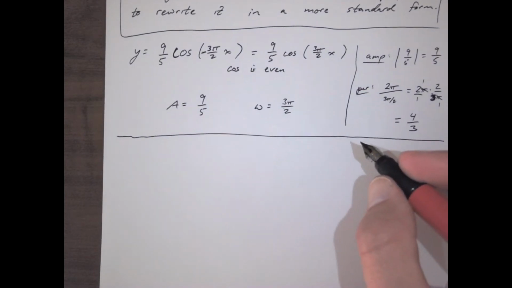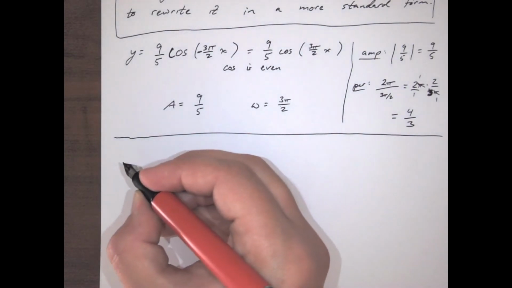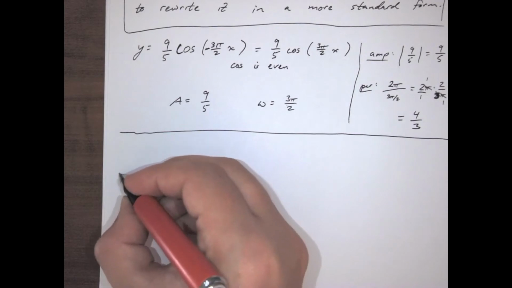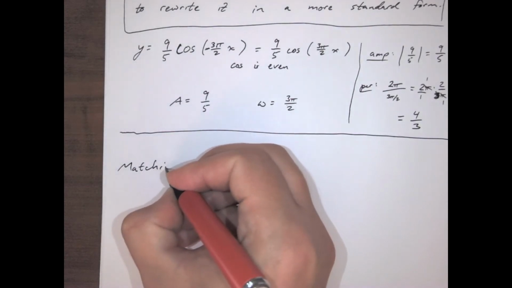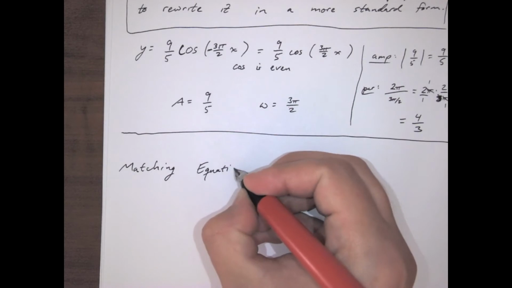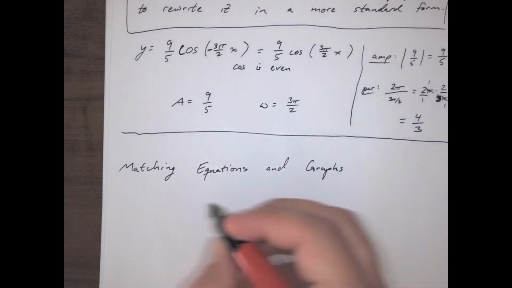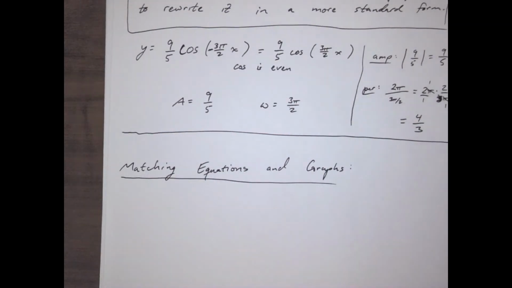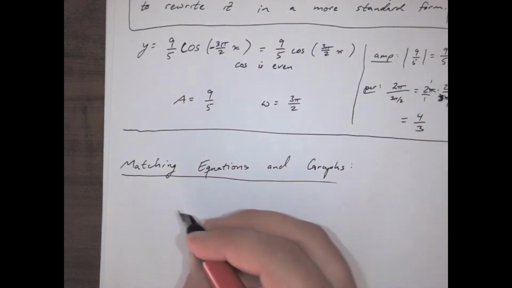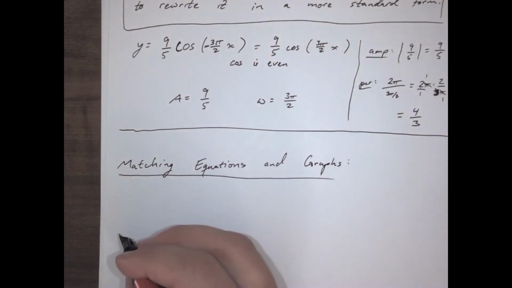Okay. Now, let's discuss some general strategies for dealing with graphs of these trigonometric functions. So, let's talk first about matching. This is something that will come up in your homework. Matching equations and graphs. So the most important thing is just figure out the period, figure out the amplitude, figure out the orientation, and from that you should be able to match a graph with a graph. So matching equations and graphs.